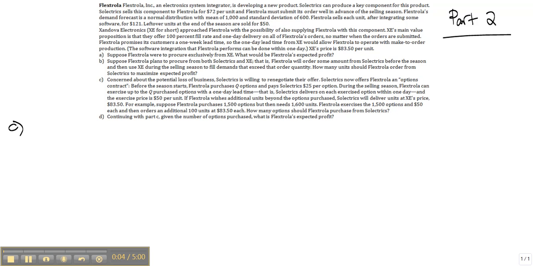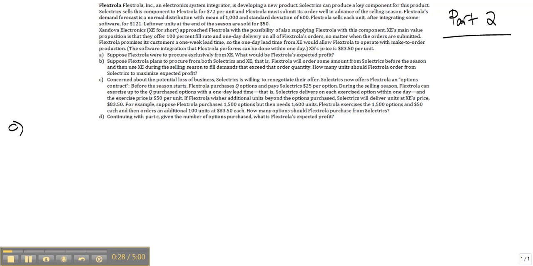This is part 2 of the Flexdrola case, and we'll begin with part C. Here, the underage and overage costs have changed from the earlier part of the problem thanks to the option that SelectChex has now offered us. The underage cost of an option is the change in profit if one additional option had been purchased that could be exercised.